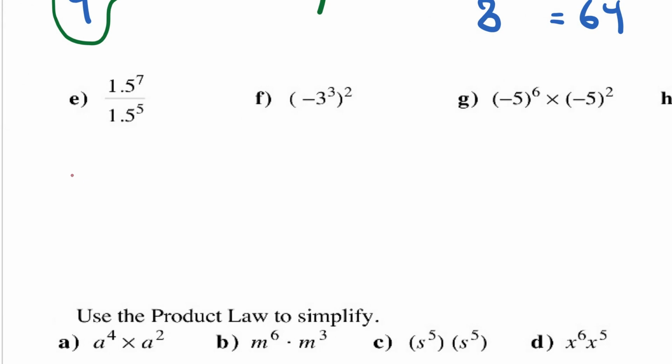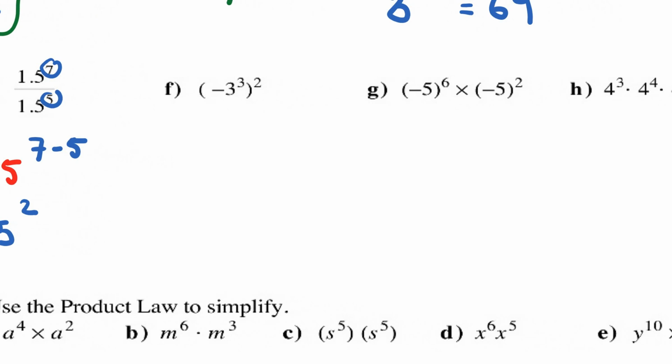So this one here, we're just dividing. So if we're dividing, we just take the powers, 7 and 5, and we subtract them. So 7 minus 5. So this is 1.5 to the power of 2. And that's it for that one. For letter F, this one's a bit difficult because the negative sign is in the bracket, right? So if you have a power 2 there, this would be a negative 3 to the power of 3. So we're going to write this as a repeated multiplication.